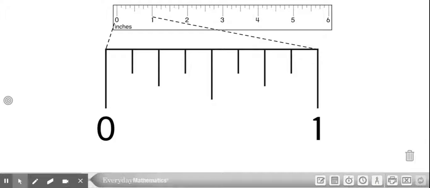Today we are going to talk about measuring to the nearest fourth inch. On my screen you'll see a ruler that has been broken down specifically to focus on the section between 0 inches and 1 inch. And we're going to talk about the markings that are between that 0 inch mark and that 1 inch mark today.